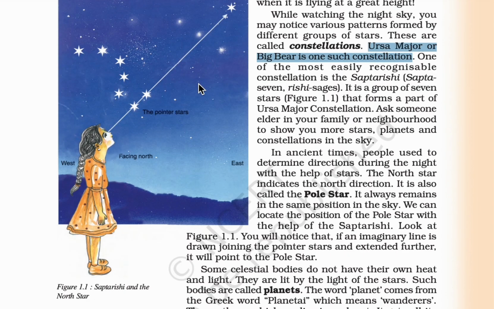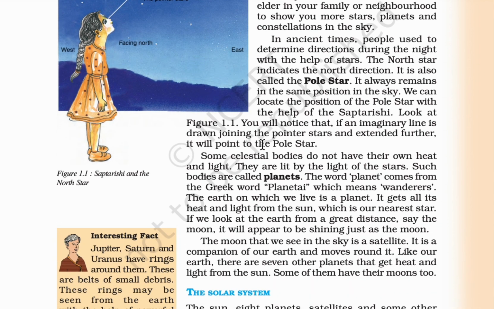The next concept is the planets. The word planet is derived from the Greek word planetai, and planetai means wanderer in Greek. Our earth cannot produce heat and light of its own. It gets heat and light from the nearest star, called the sun.